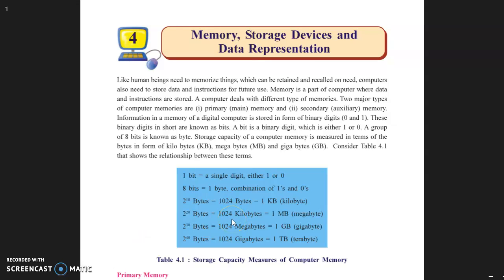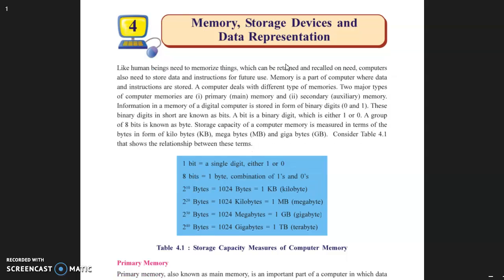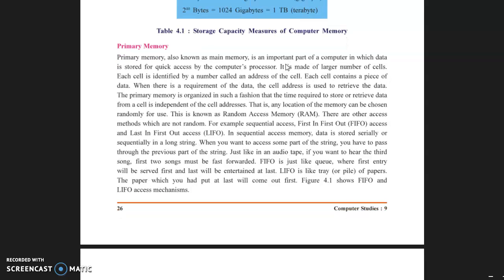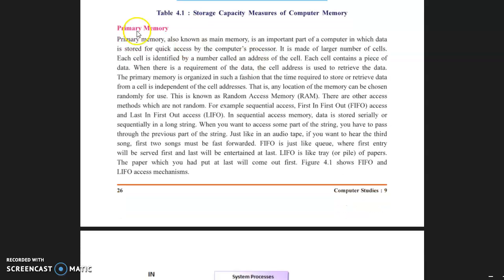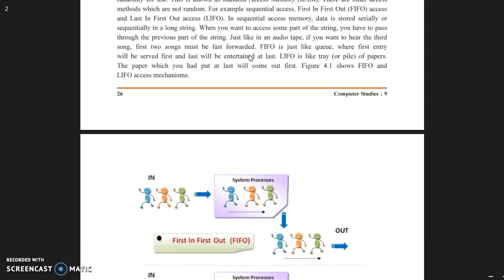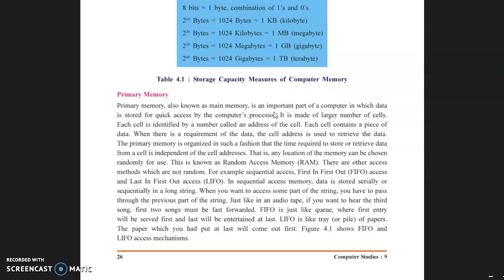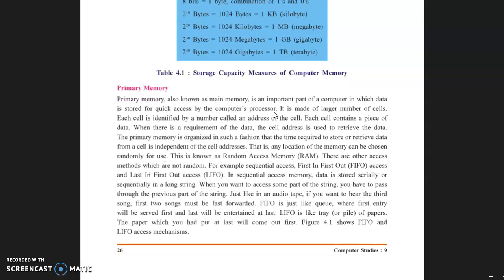Hello everybody. Last time we started this fourth chapter, memory storage devices and data representation: how memory stores our data and how it is represented in the computer. If you remember, we already covered primary memory, also known as main memory. And this blue table is important: 8 bits equal 1 byte, 1024 bytes equal 1 KB, 1024 kilobytes equal 1 MB. You must remember this table because a question for filling the blanks will come.